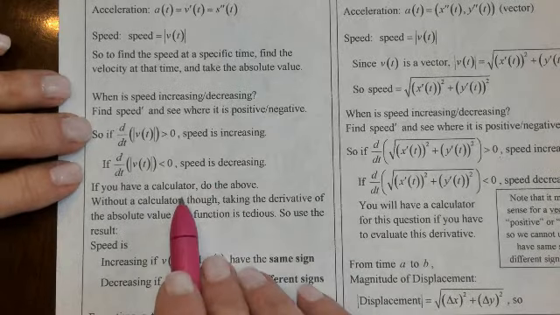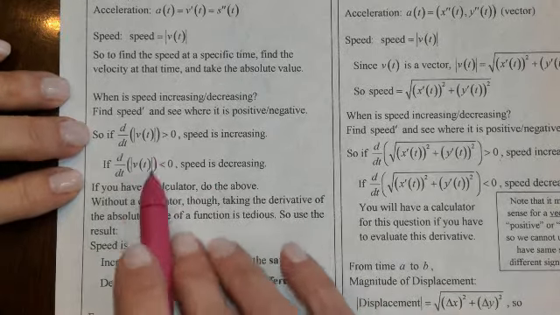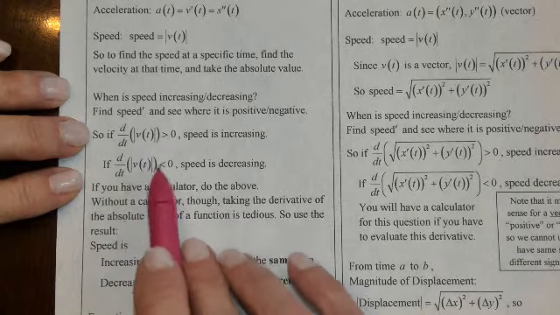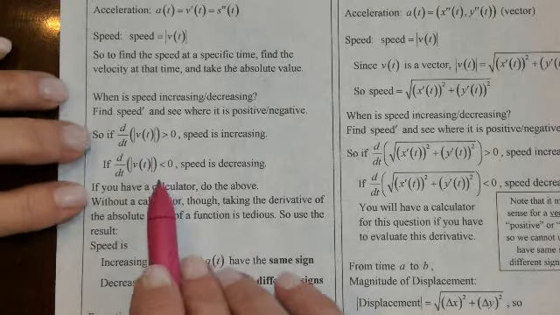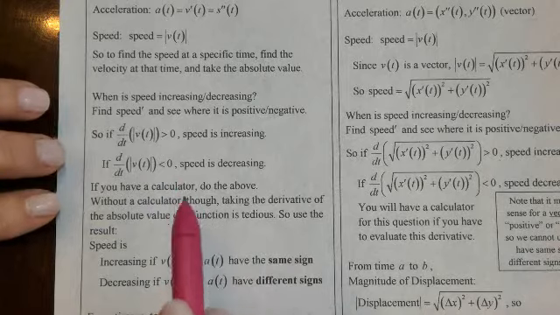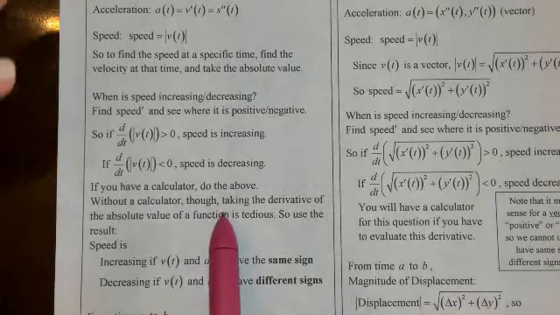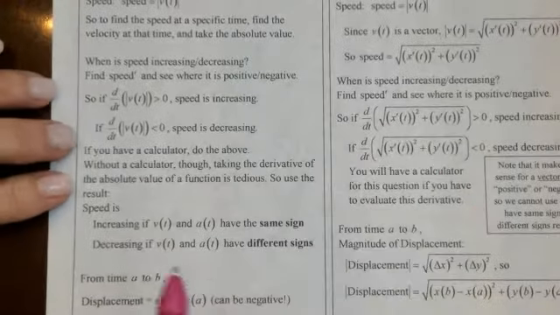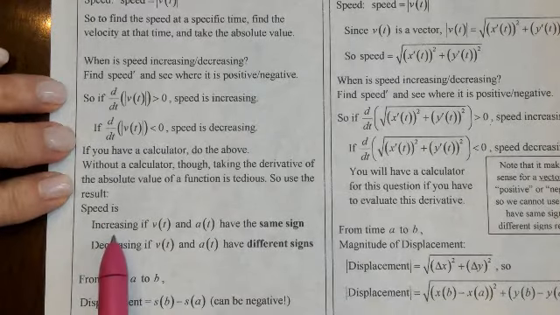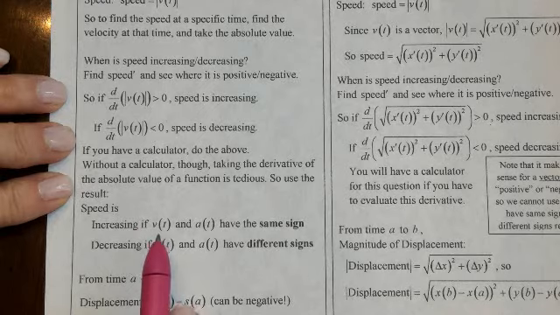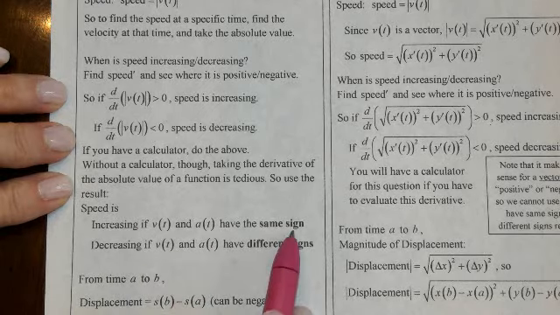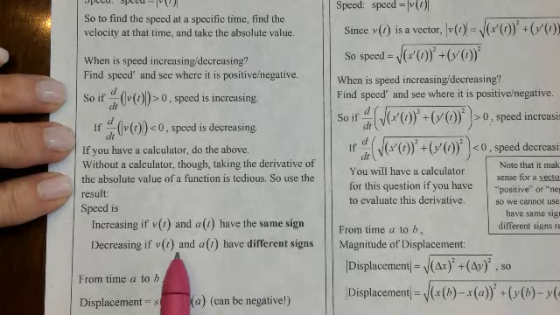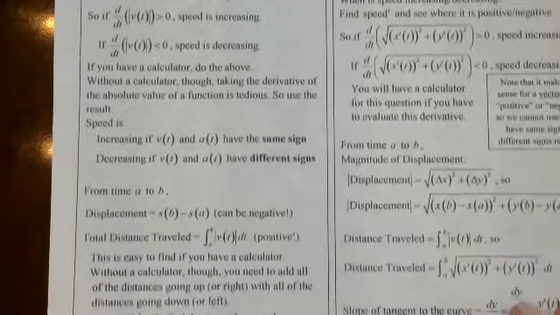If you have a calculator, this is very easy because we have all these functions on our calculator that make that very easy to see. Without a calculator, though, taking the derivative of an absolute value function can definitely be done, but it's a little tedious. So we use this result. Speed is increasing when the velocity and acceleration have the same sign, either both positive or both negative. Speed is decreasing when velocity and acceleration have different signs. And that's a nice outcome to use.